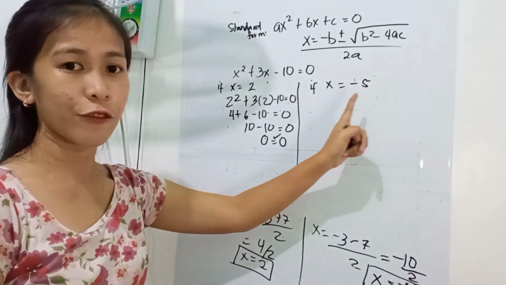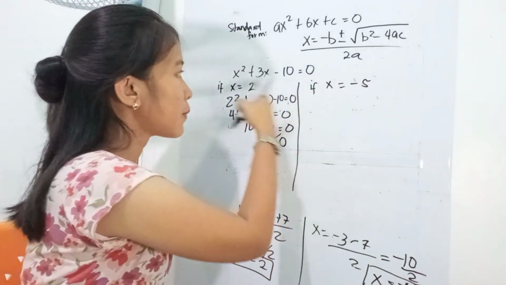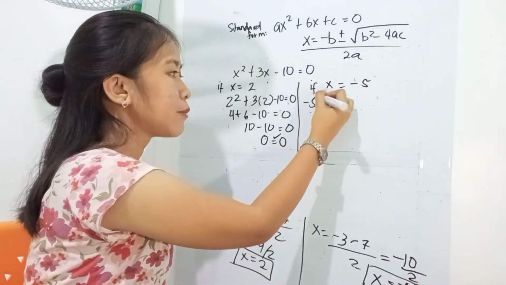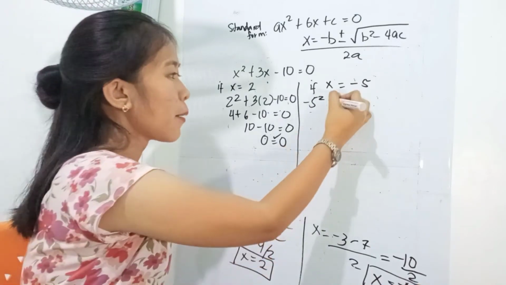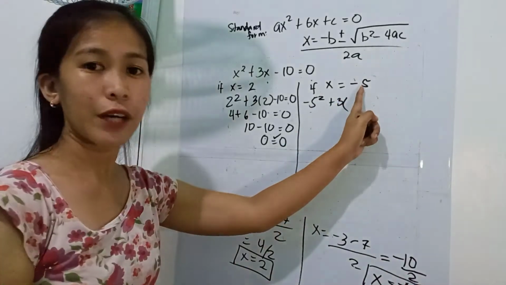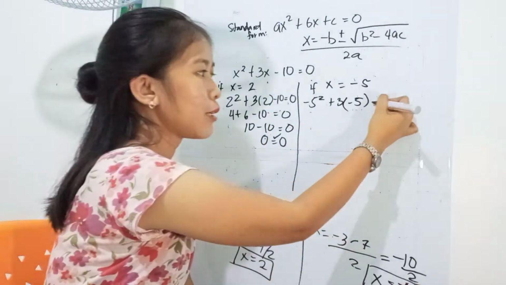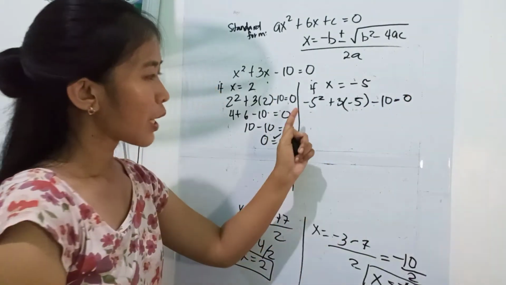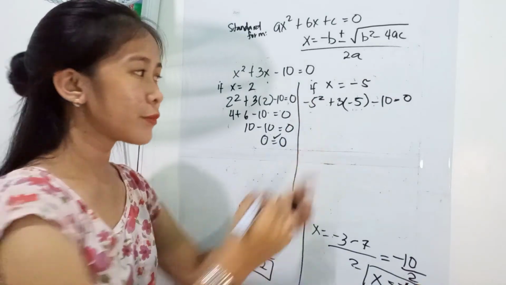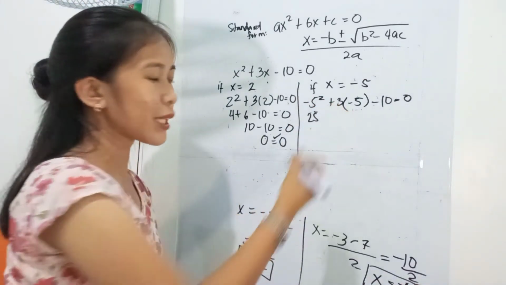Ngayon, tingnan natin si negative 5. Ganun lang din. Itong x magiging negative 5. So, that is negative 5 squared. Plus 3 times negative 5 as well. And then, minus 10. Lagay mo lang. Equal to 0. And then negative 5 times negative 5, that is 25 or positive 25.